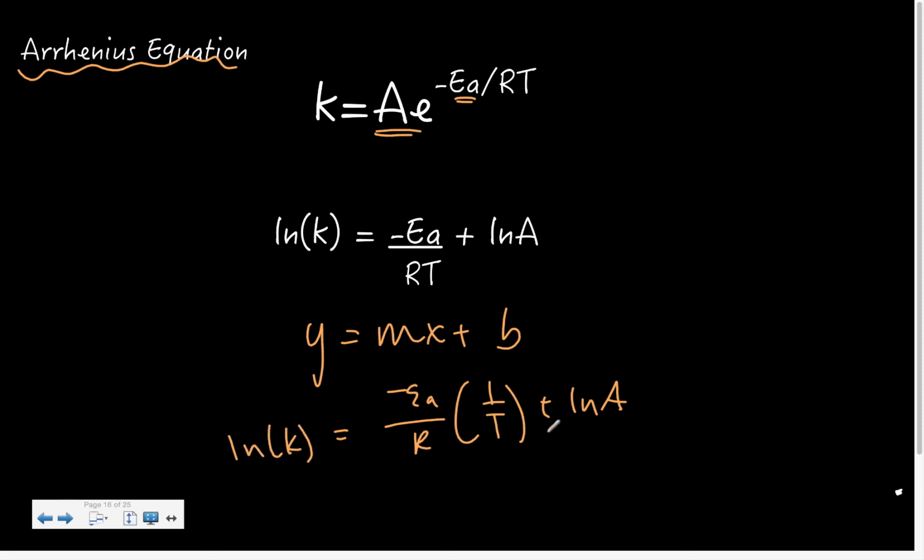So what this means is we plot ln k versus 1 over T, and then my slope is going to be negative Ea over R. Which means that as long as we have these pieces of information, we can do a plot and work backwards to figure out what our activation energy is going to be. Does that make sense?